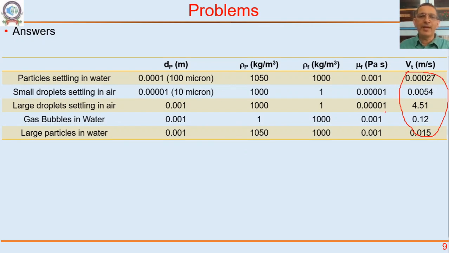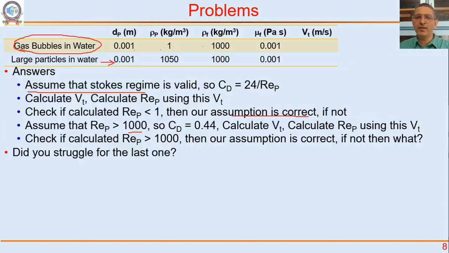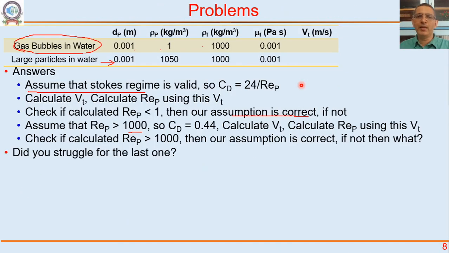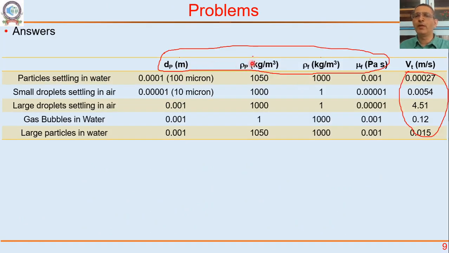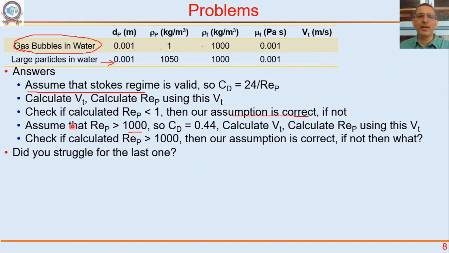Now, won't it be nice if I just know dP, rho p, rho f and mu f? Won't it be nice that just by knowing these, I could say whether the creeping flow regime is valid, or whether the turbulent flow regime is valid? I would like to tell just by knowing these 4 values which regime is valid. Then I don't have to do trial and error. I don't have to assume, check, if not, make another assumption and check, and so on and so forth.